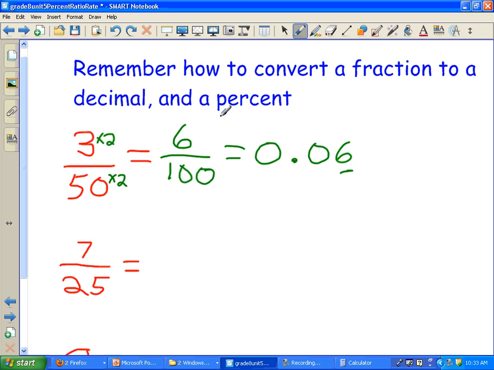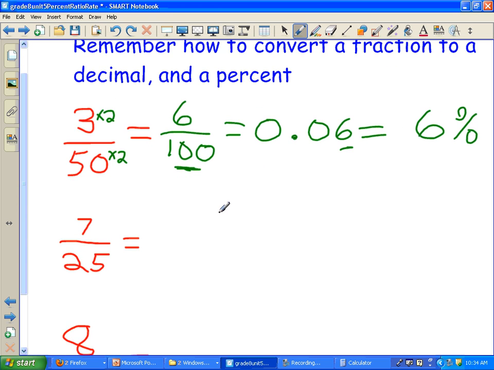Now to change that to a percent, remember percent simply means out of 100. So any decimal you have, you can go back to something out of 100. So now I have percent, which means out of 100, and I have 6 there. So I just changed it to 6%.